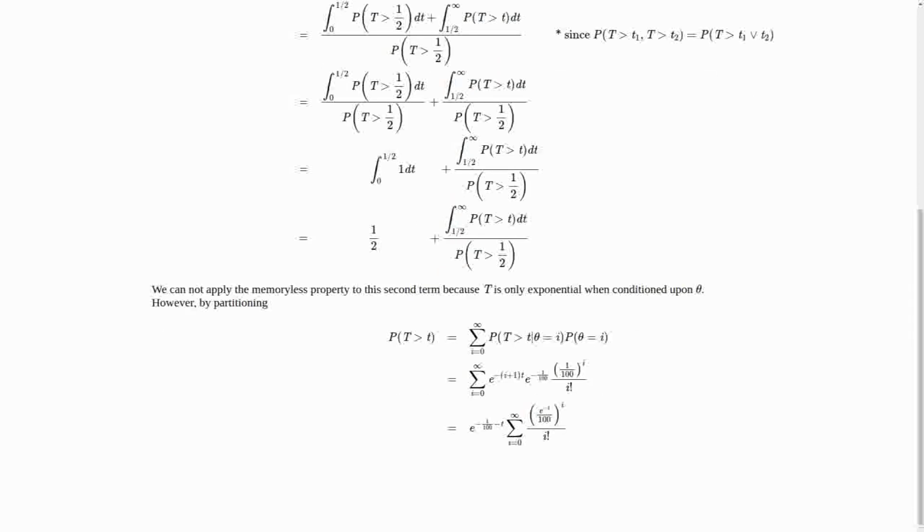And then we know that T, given theta is equal to i, is an i plus 1 exponential. And so we can substitute in that conditional reliability, being the reliability of an i plus 1 exponential, which is e to the minus (i plus 1) t. And then we can also substitute in the probability that theta is equal to i. That's a Poisson distribution, as we were given, with parameter 0.01, which is 1 over 100. So that's equal to e to the minus 1 over 100, times (1 over 100) to the i over i factorial. And we simplify that just by bringing out terms to get e to the minus (1 over 100 plus t), times the summation i equals 0 to infinity of (e to the minus t over 100) to the i, all over i factorial.